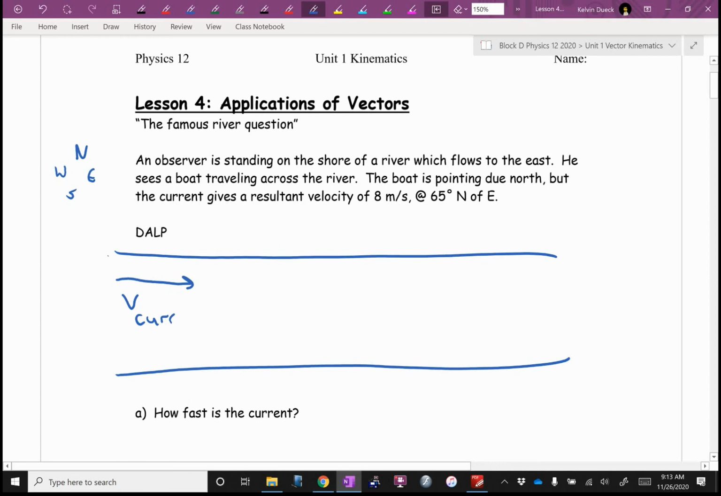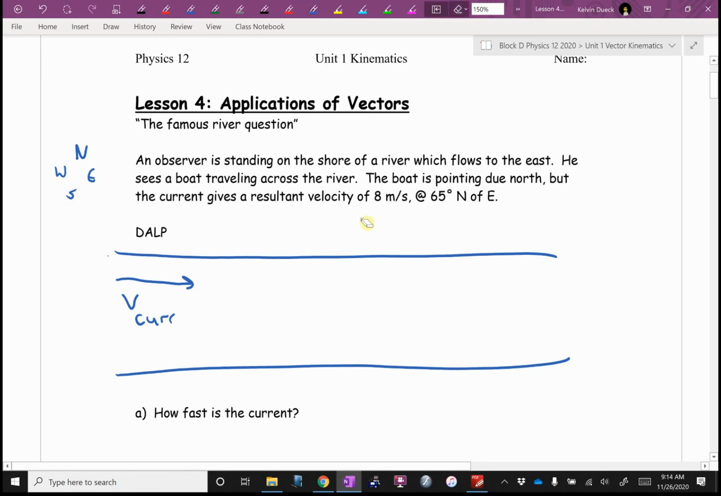Sees a boat traveling across the river. The boat is pointing due north. Don't draw this yet, just look up. So the boat is pointing that way. Which way would the water push it? Okay, so that's why even though it's pointing straight up, it's also getting pushed sideways.